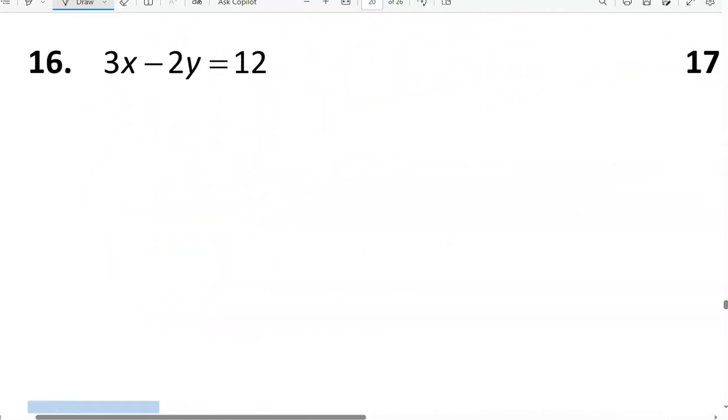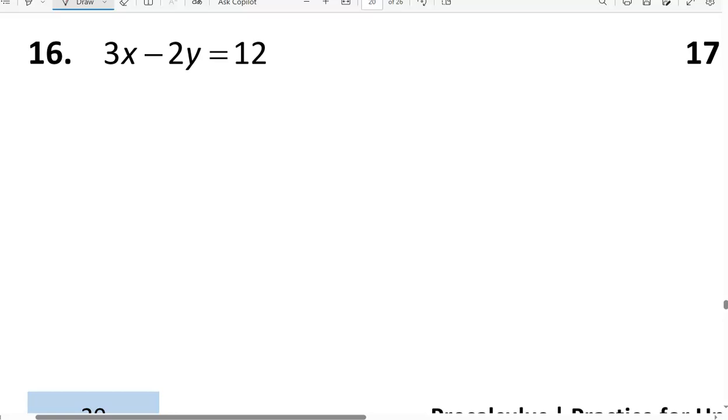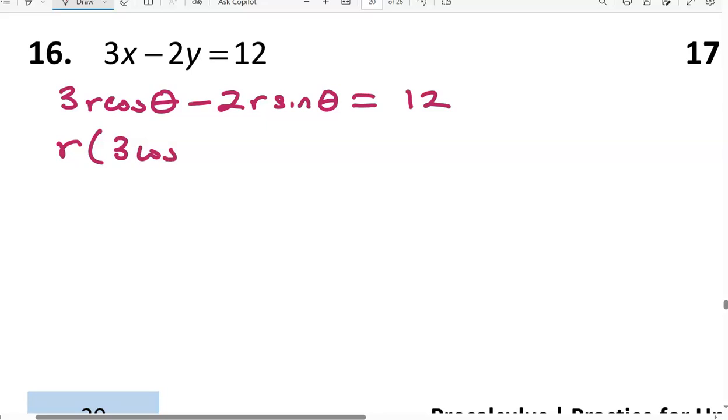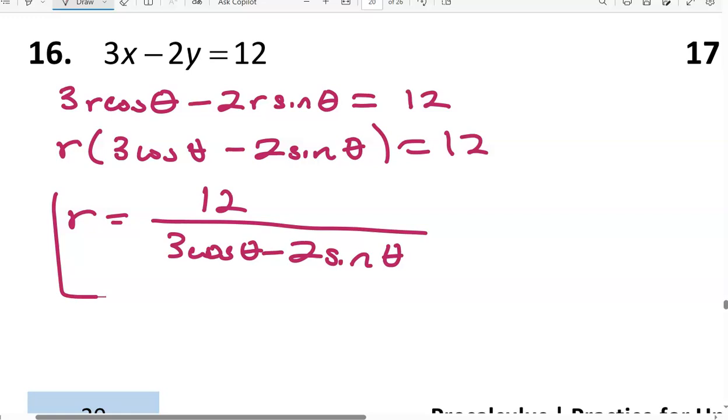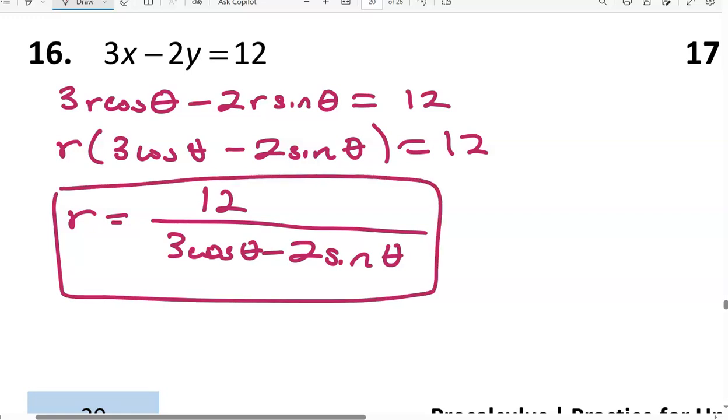For number 16, this is the equation of a line in standard form. To convert it to polar, replace x with r times the cosine of theta, replace y with r times the sine of theta, factor r, and divide by 3 times the cosine of theta minus 2 times the sine of theta.